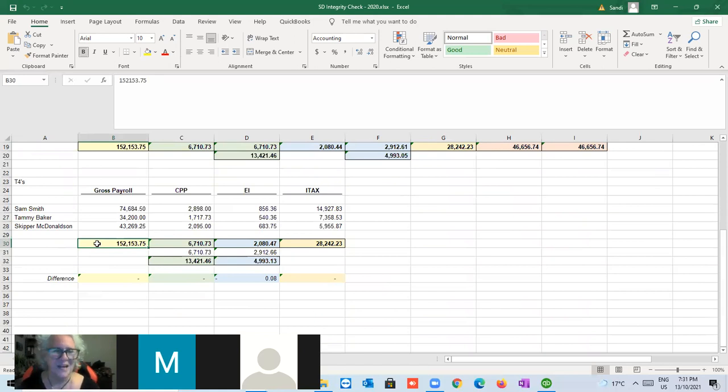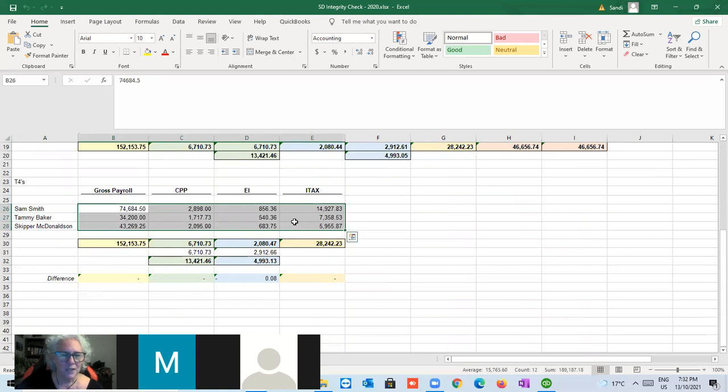T4s gross payroll CPP EI add up to the PD7As. And so for example, these are T4s with just the CPP and the EI and the income tax deducted. Has nothing to do with the company expense. So that's what that is. That's what these columns are for.